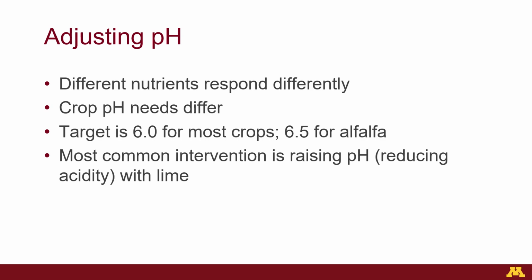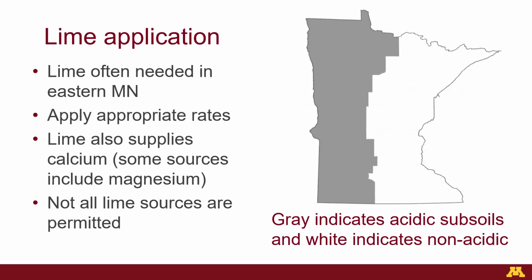Many soils will benefit from raising the pH, which means reducing the acidity of the soil by applying agricultural lime. Lime application is most likely to be needed in eastern Minnesota, where most subsoils are non-acidic. This map shows the eastern part of the state where lime may be needed. The gray shaded part of the map in the western half of the state has acidic subsoils.